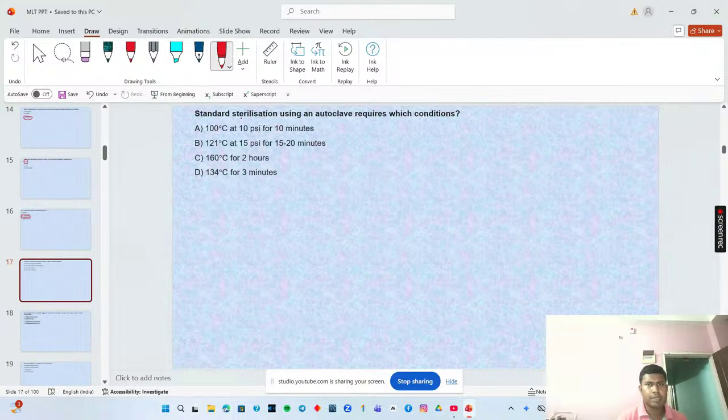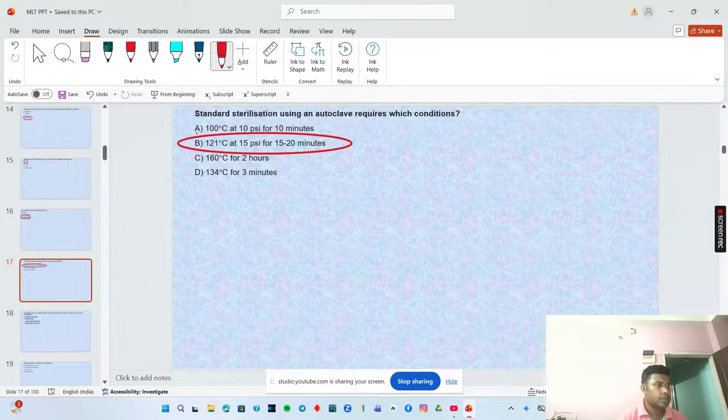Standard sterilization using an autoclave requires which condition? It will be 121 degrees centigrade at 15 psi pressure for 15 to 20 minutes. Autoclaves are used in microbiological labs, operated at 121 degrees centigrade at 15 psi pressure for 15 to 20 minutes to fully sterilize culture and medical lab equipment.